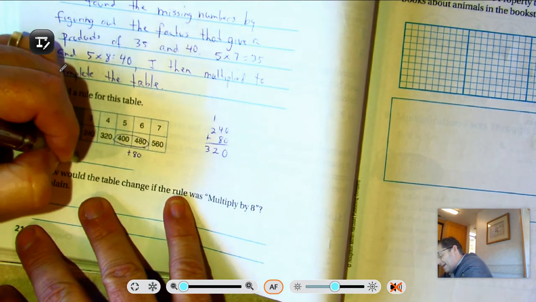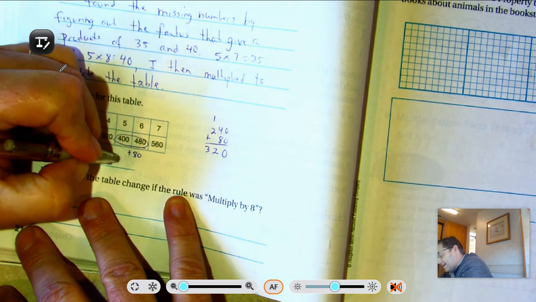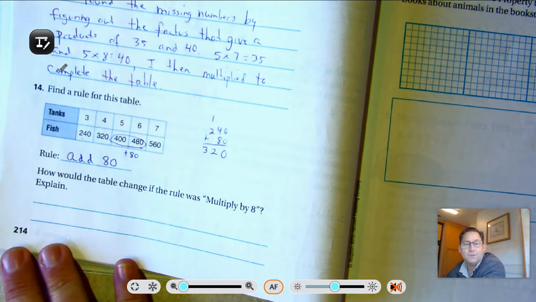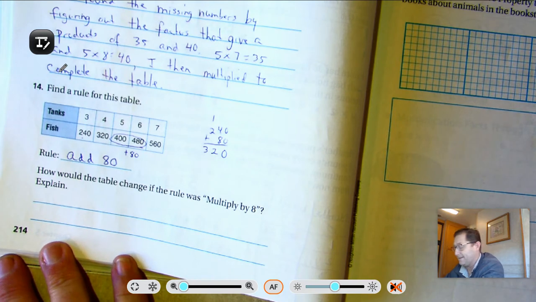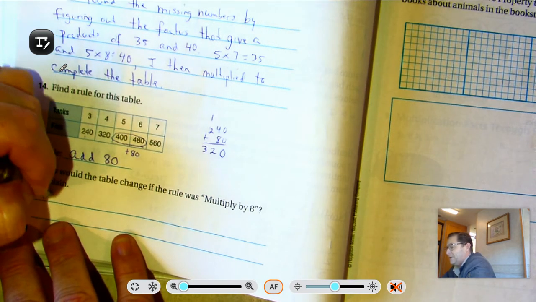So add 80. How would the table change if the rule is multiplied by 8? Explain. The table wouldn't change.